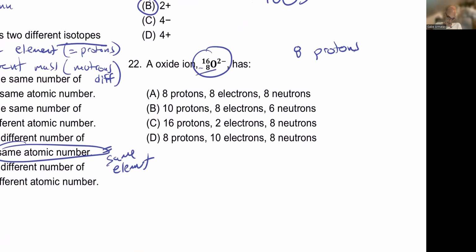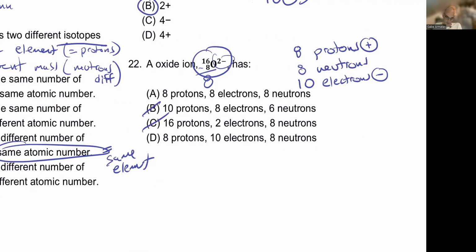16 minus 8 gives me 8. That's the number of neutrons. So thinking about a charge of 2 minus: if it has 8 positive charges and had 8 negative charges, it would be neutral, but it has a -2 charge. We can never change the protons, but we can change the electrons. It has 10 electrons. So I have 2 extra electrons present, making this negative. So 8 protons, there we go.